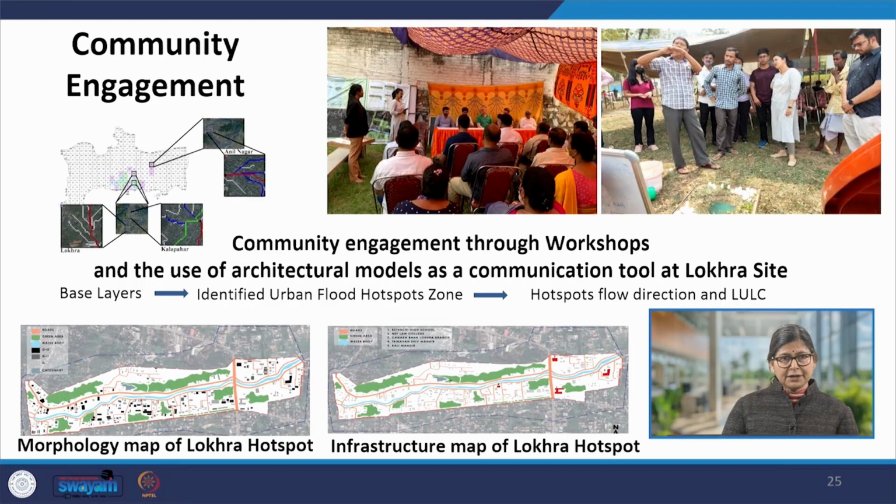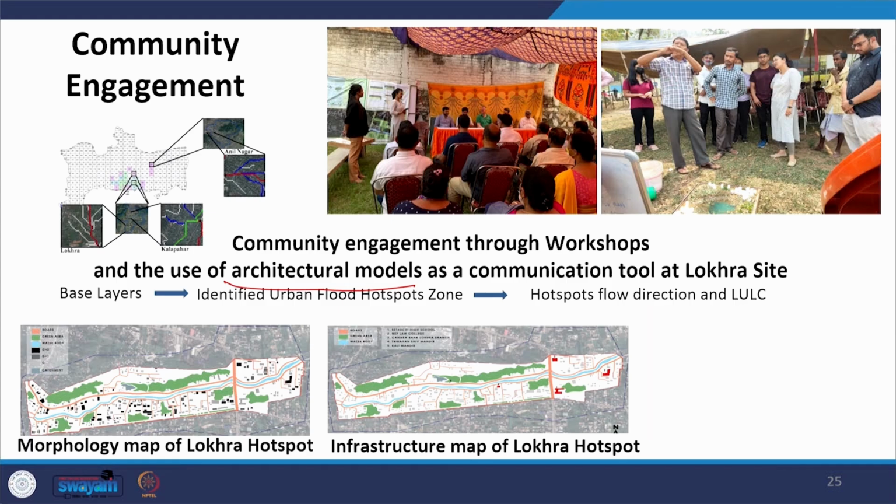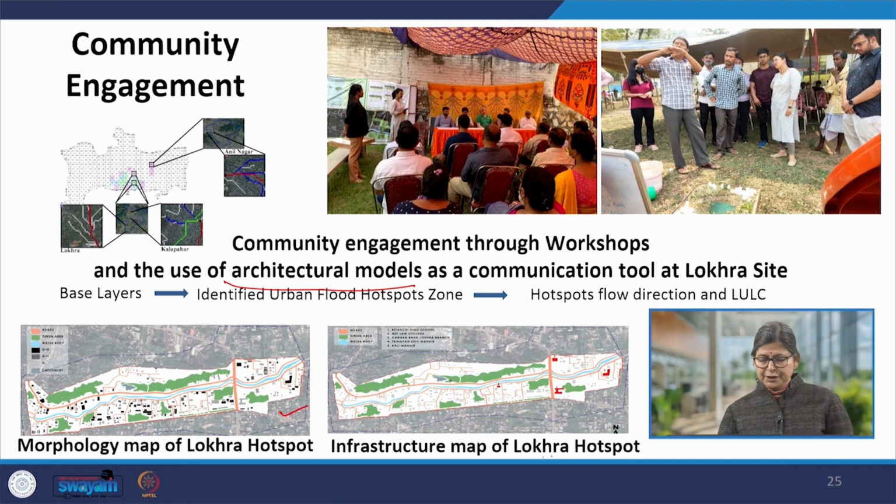Then community engagement we had done there through workshops, and the colleague could get the architectural model of that area, and that was actually used as a tool for communication with the community. So we had also created the morphology map for this Lokhra hotspot and infrastructure map for the same area, and base layer identified urban flood hotspot zone and hotspot flow direction and land use land cover. That was the stages we followed.